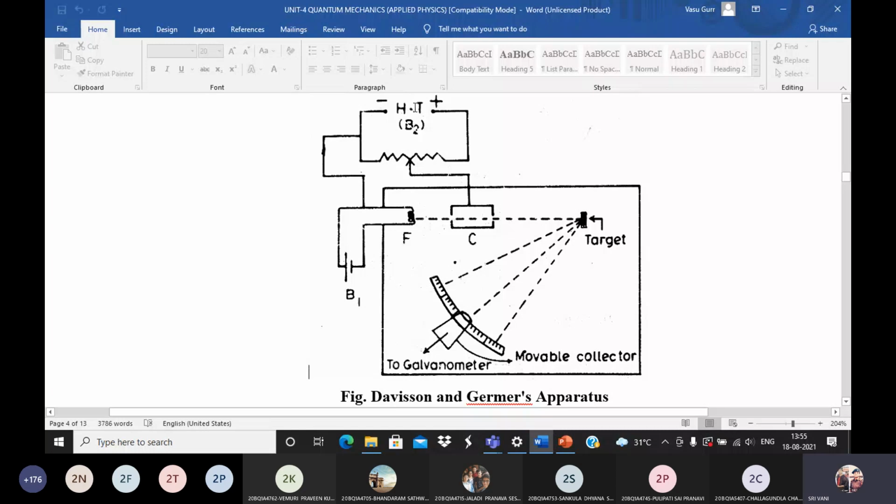So when the electrons are accelerated, they are transmitted in the present experiment. The total apparatus is placed in an evacuated chamber. In the process, the fast moving electrons strike the nickel target. Observe the dotted horizontal line, that will be incident on the nickel target.